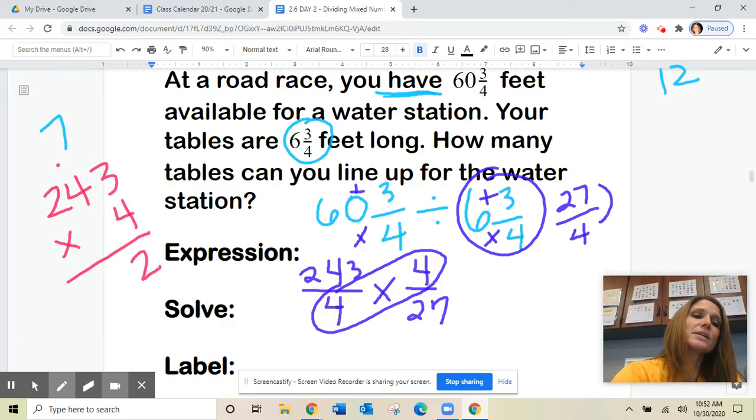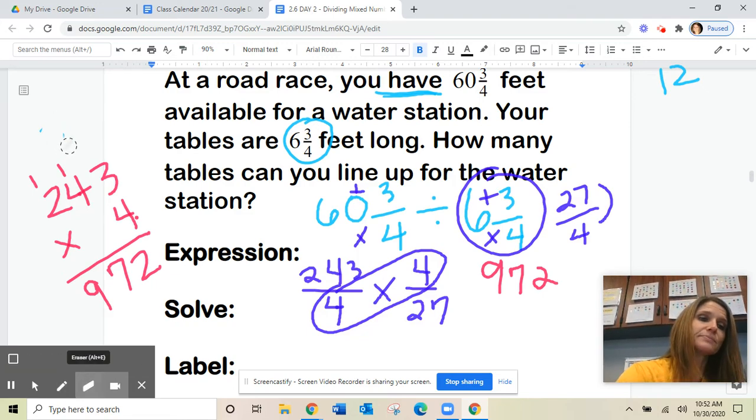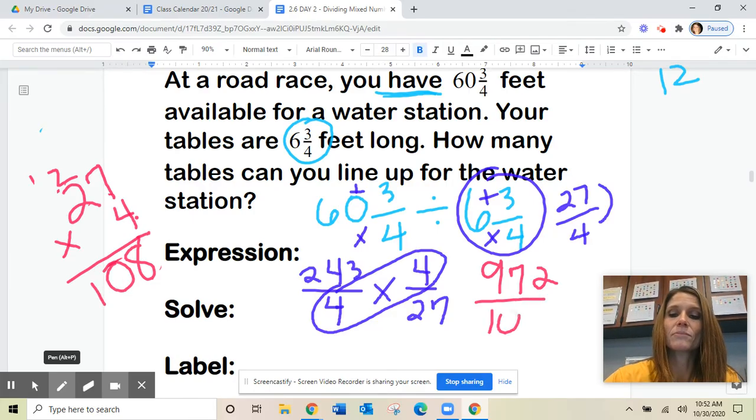4 times 3, 4 times 4 plus 1, 4 times 2 plus 1. We would have gotten a 972 numerator. And then we need to do a 27 times 4. So we take this out, put in a new number, multiply again. 4 times 7, 4 times 2 is 8, plus 2 more is 10. Now, very improper, isn't it?